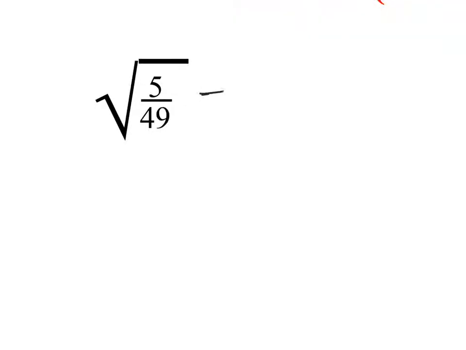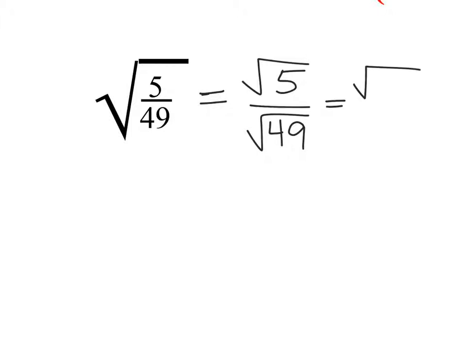Split this one up into 2 square roots. Can you simplify the square root of 5 any further? Nope, that's it. So we'll leave that one. But what's the square root of 49? 7.